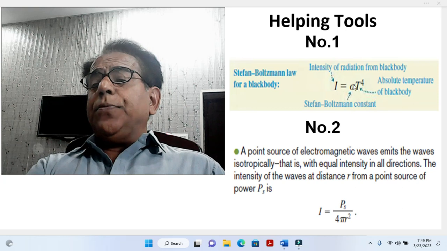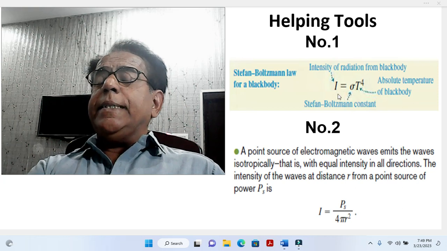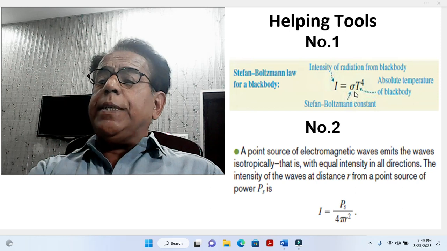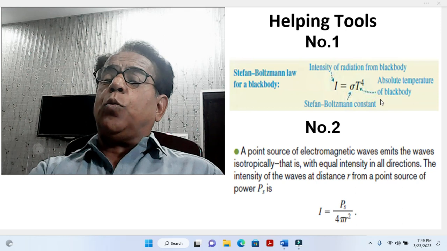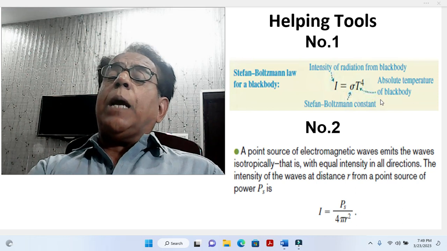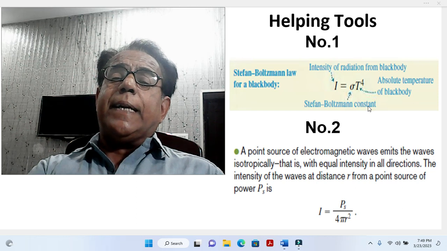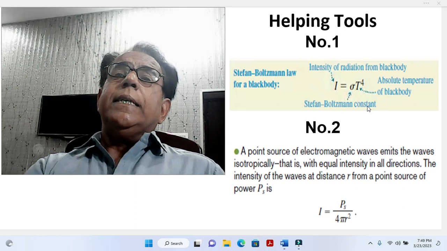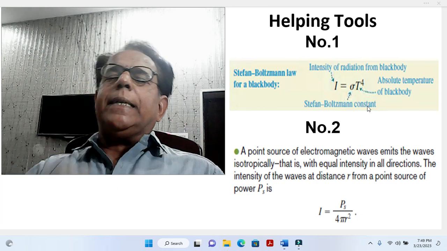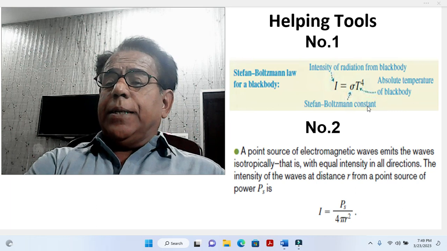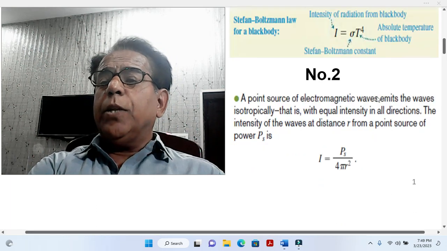Intensity of radiation from black body I is equal to Stefan Boltzmann constant sigma into T raised to the power 4, where T is the absolute temperature of the black body. When we use the term absolute temperature, it means we are not taking into consideration degree centigrade or degree Fahrenheit. Absolute temperature means Kelvin. Okay, tool number 2.